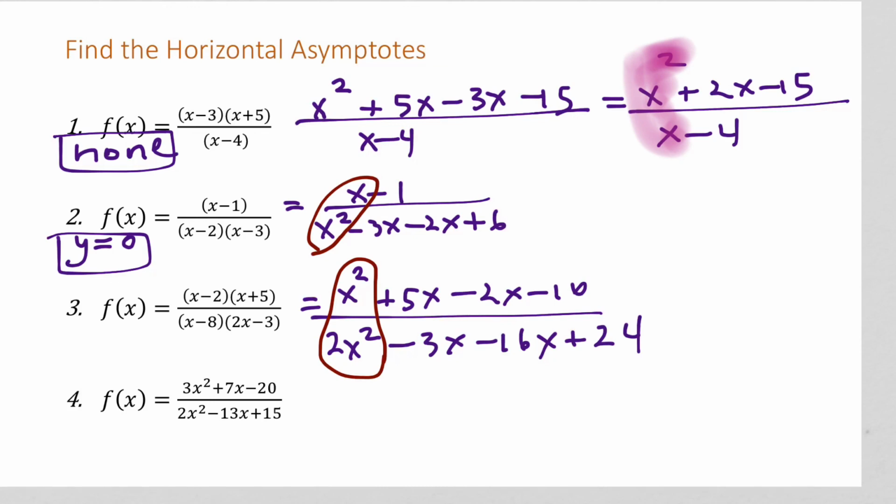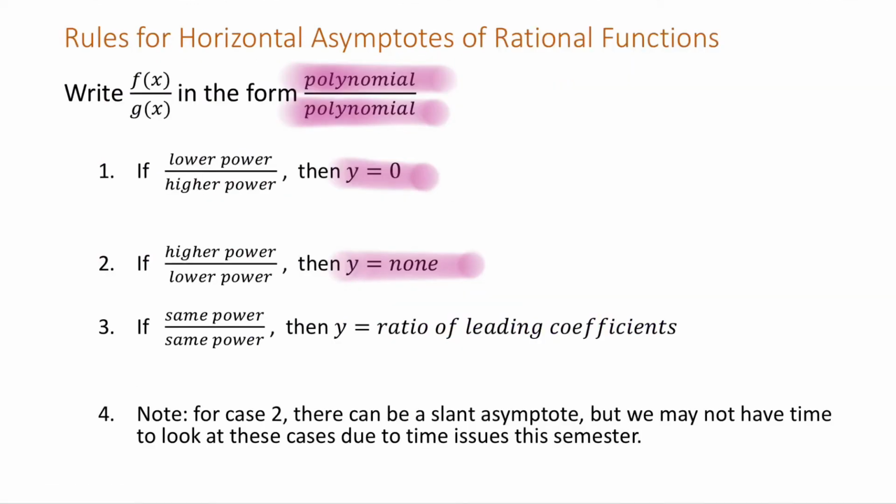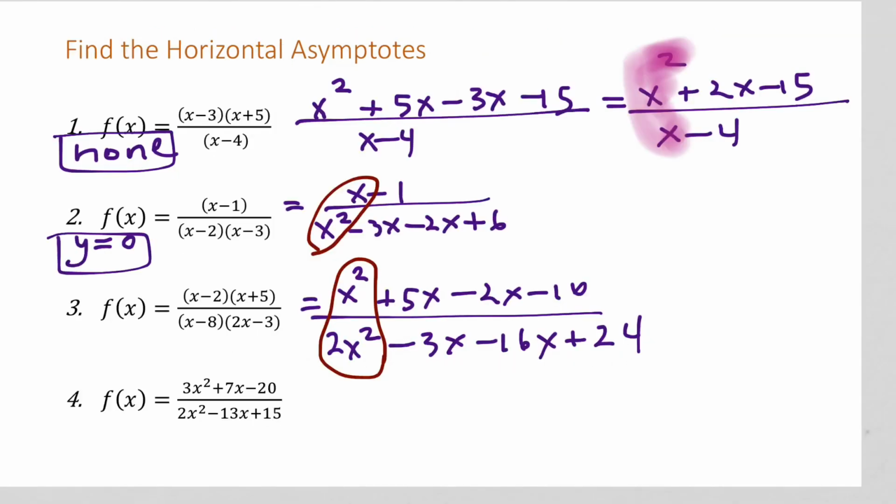All right, now let's see which case we have. I've got the case where they have the same power on the top and the bottom. So my horizontal asymptote is going to be the ratio of the leading coefficients. x squared and x squared are the same. My leading coefficient on the top is 1, on the bottom is 2. So my horizontal asymptote is going to be y is equal to 1/2.